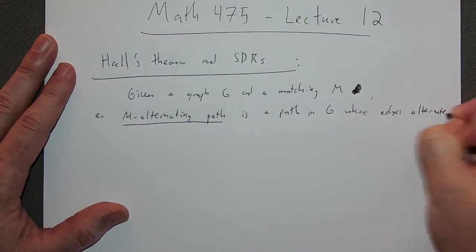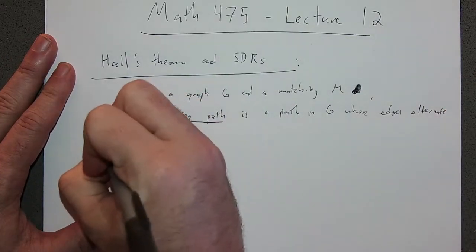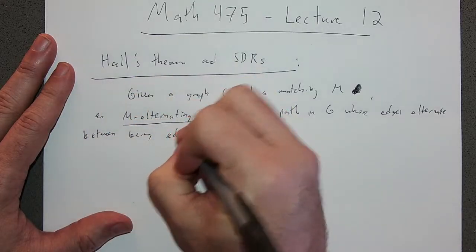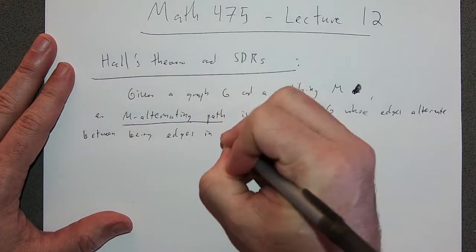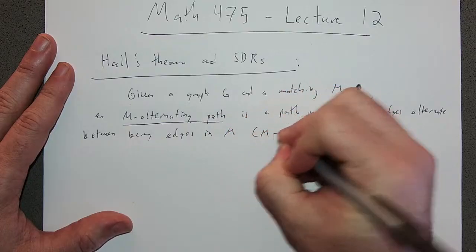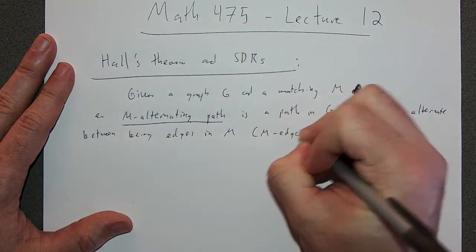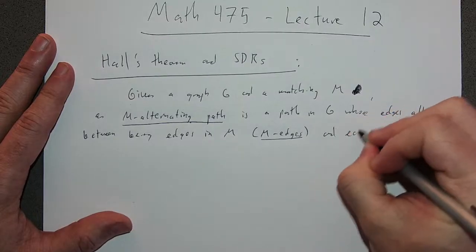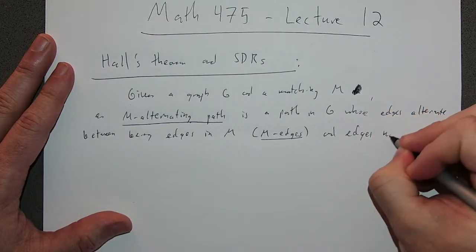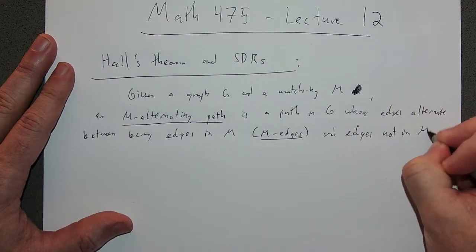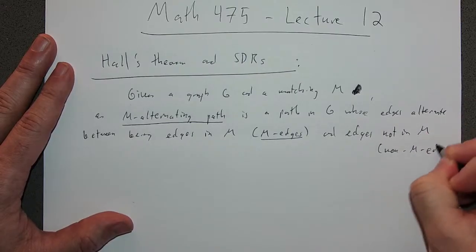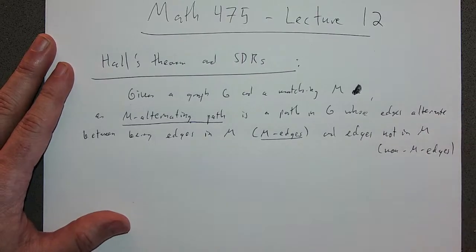So it is a path in G whose edges alternate between being edges in M, these might be called M edges, and edges not in M, or non-M edges. Very aptly named.